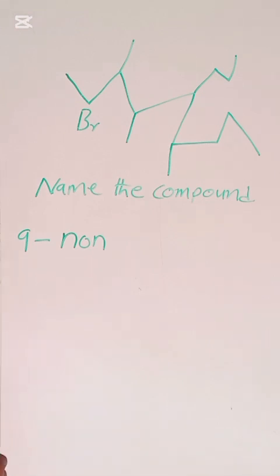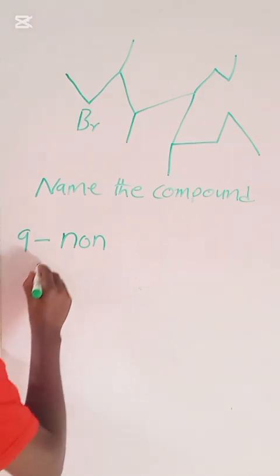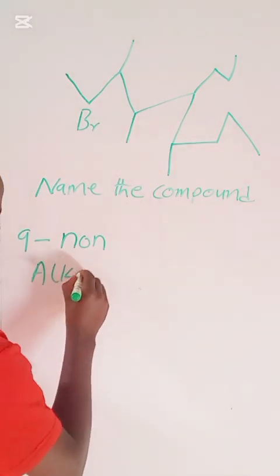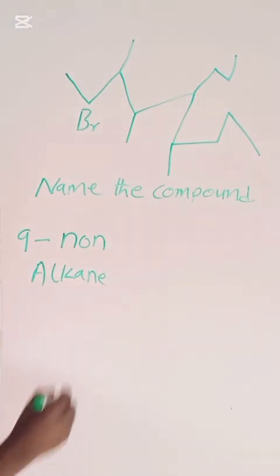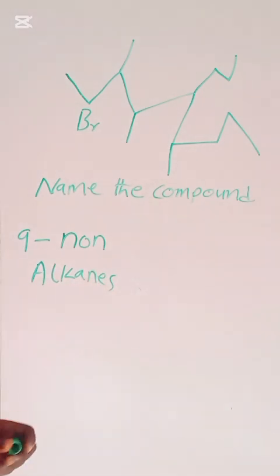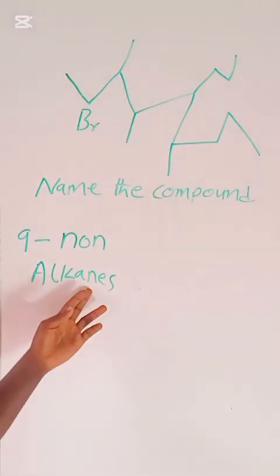Since we understand that the parent chain has 9 carbons, what we will do here is check the bond. Is it a double bond or a single bond? If you check it, you see that it is a single bond, which is alkane. So our naming will be under this group.